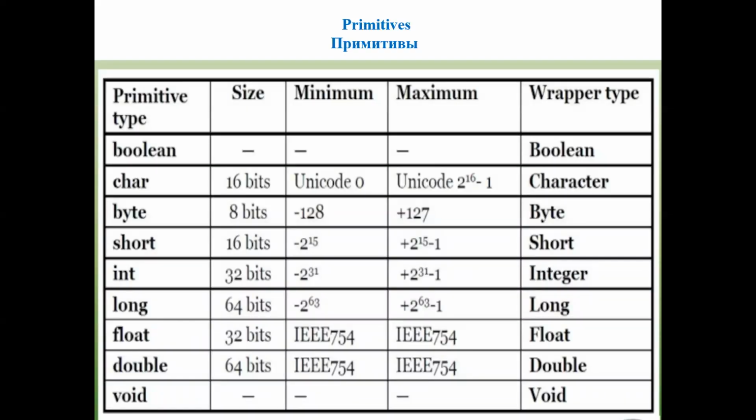In this picture, in this table, you can see primitives. Primitive types, you already know about them: boolean, char, byte, short, int, long, float, double, and void, their size, minimum, maximum, and wrapper type. Okay. Next slide, guys.